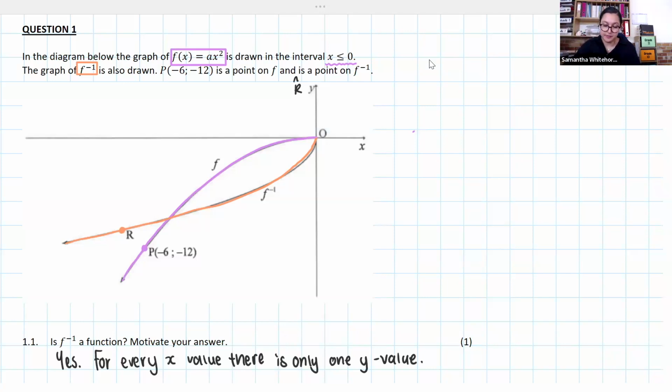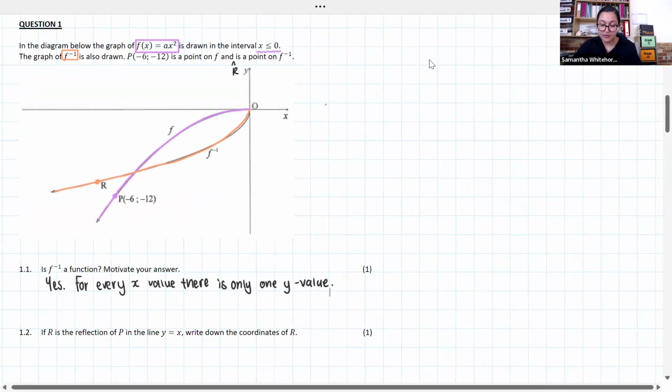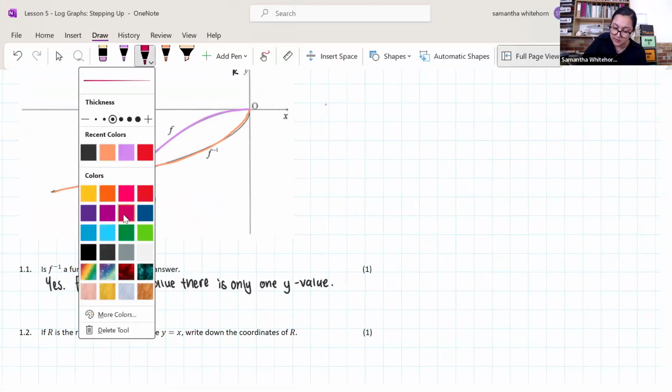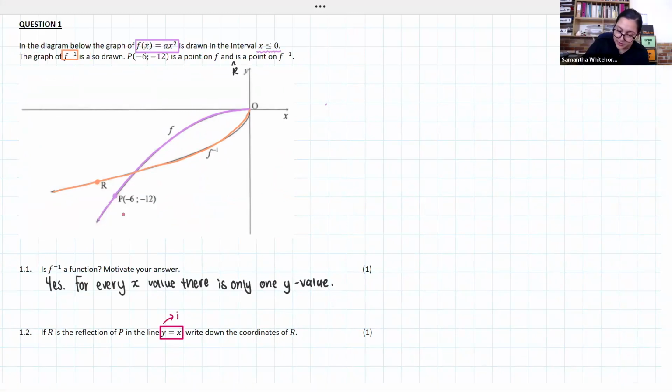So absolutely. Right, question 1.2 is saying, if R is the reflection of P in the line y equals x, write down the coordinates of R. Now again, let's not panic. Let's assess what information we have. This equation y equals x should be ringing a bell because this is the line we reflect over when we're looking at the inverse. We also know that it has a rule that says if we've got coordinates (x; y), to find the inverse or the mirror image, we just swap the coordinates. That's all we need to do here.